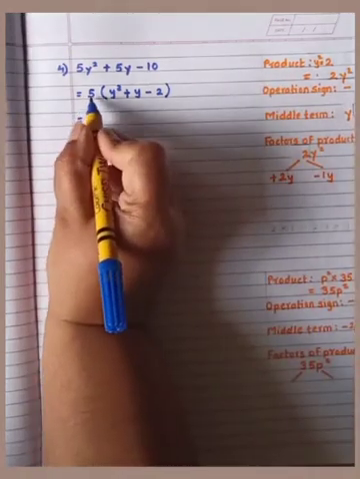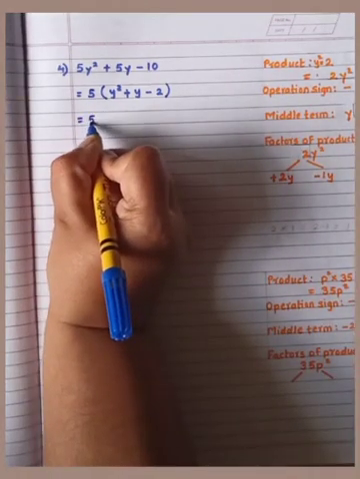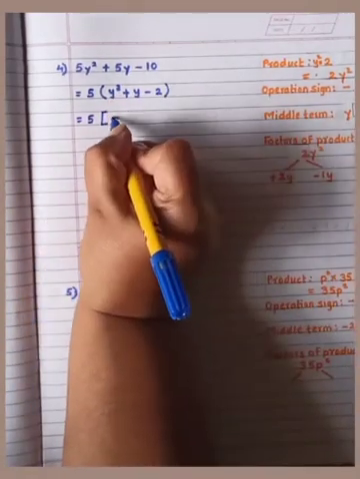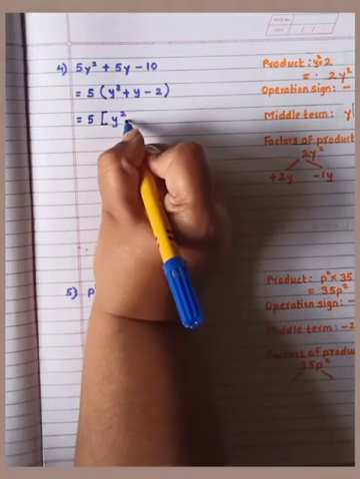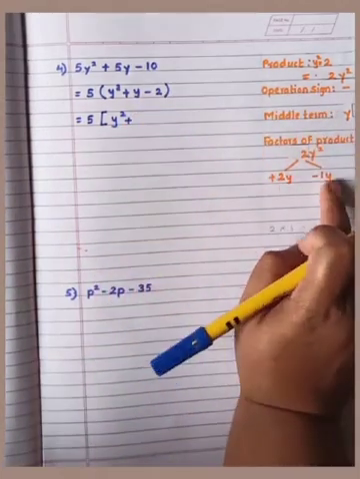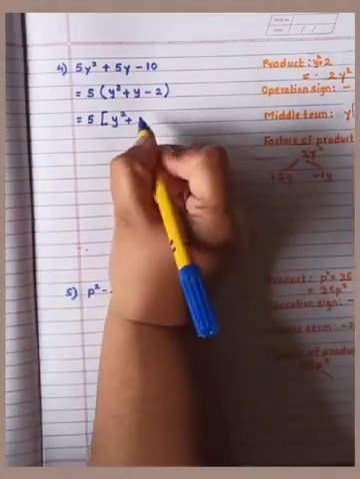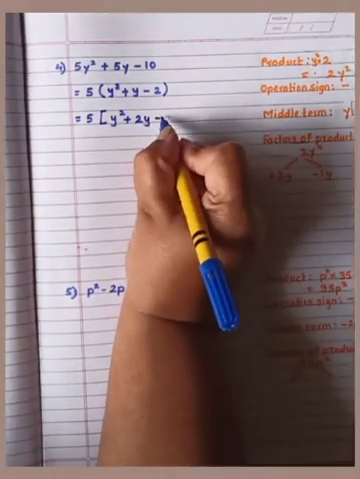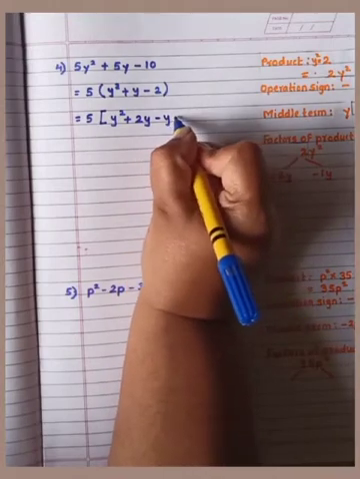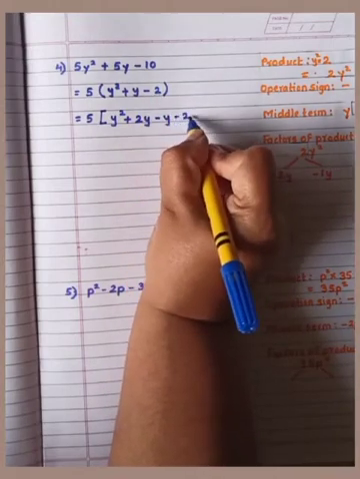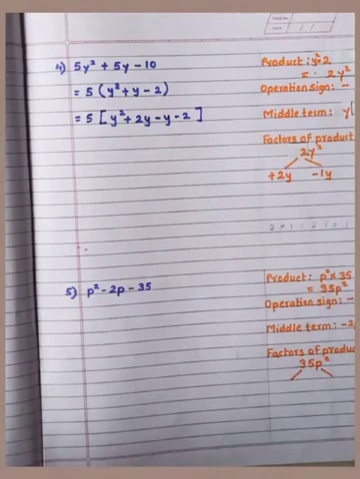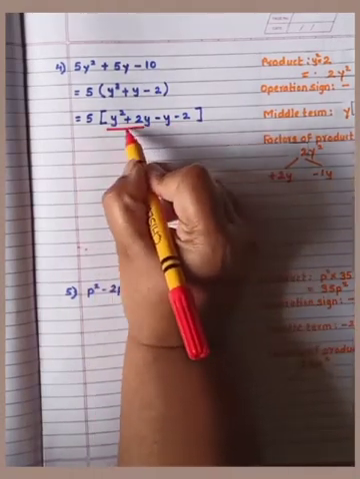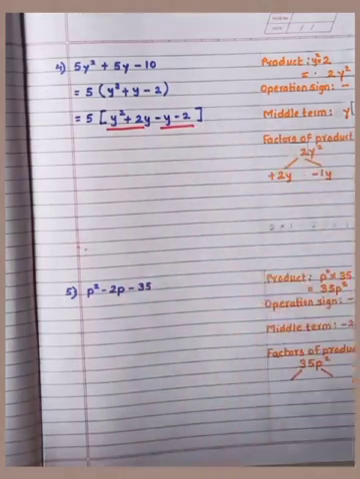Now we will write down our steps. So this common 5 will kept as it is. Inside the bracket, first term as it is. Instead of middle term, we are going to write down the factors. So plus 2y. Now minus 1y is nothing but y. So minus y, and the last term minus 2. Okay. Now we got here 4 terms. So we will make the pair of 2 terms.